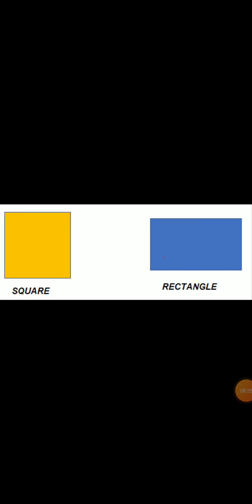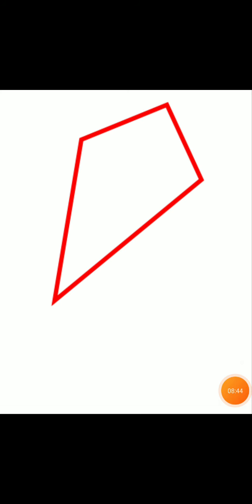Now there are some points to remember. A square is a rectangle and also a rhombus. Please remember this. A square is a rectangle and also a rhombus. Then the next point we'll remember is, as I already told you before, that a kite is not a parallelogram.